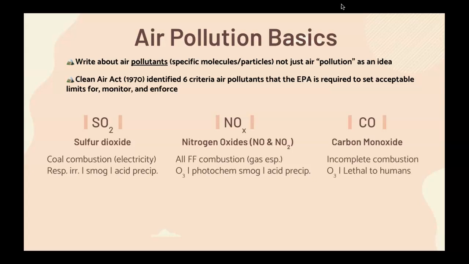The third criteria air pollutant regulated by the EPA is carbon monoxide. So carbon monoxide is going to come from the incomplete combustion of fossil fuels, biomass, really any combustion reaction that is lacking oxygen will produce carbon monoxide. It can also lead to the formation of tropospheric ozone. And the biggest thing to note, and we'll talk more about this when we talk about indoor air pollutants, is that carbon monoxide is lethal to humans. It will bind to the hemoglobin in your blood, and so it will reduce your blood's ability to transport oxygen throughout your body.